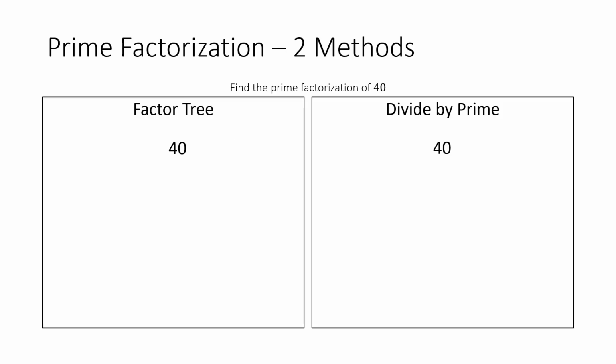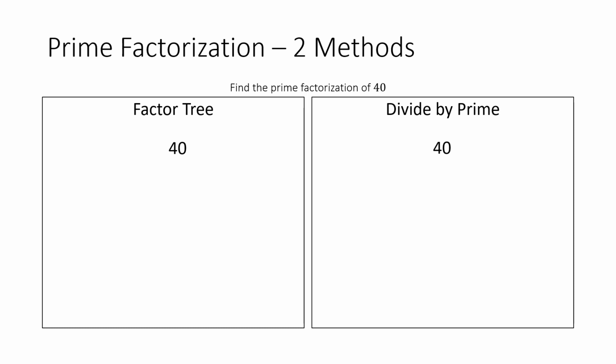So how do we figure out prime factorization? There's 2 main methods. There's the factor tree method and the divide by prime. You don't need to be a master of both. Try both. Figure out which one makes the most sense to you and go forward with that one. So let's look at the factor tree.